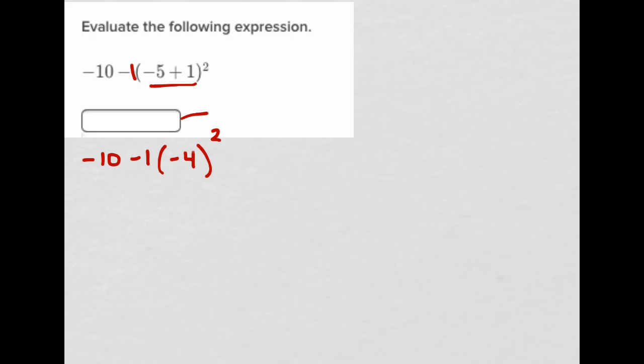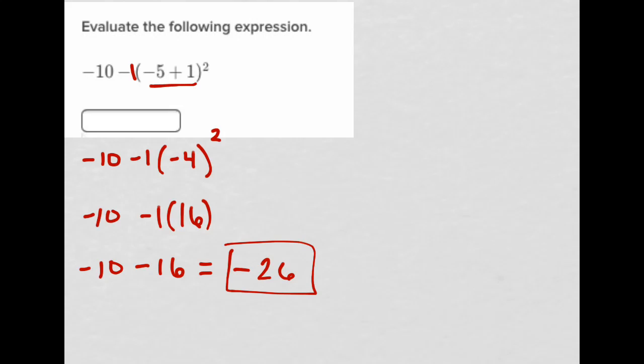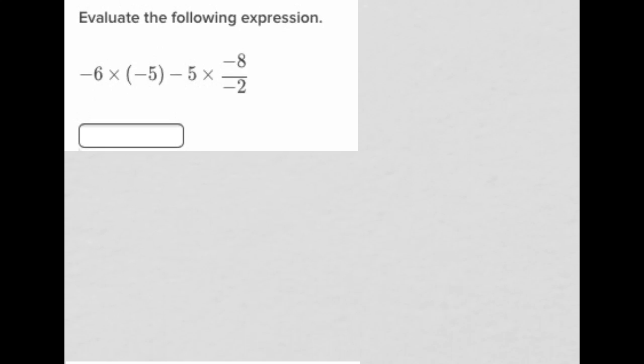And then squared, right? Parentheses, then exponents. So I got to do the exponents first. So I have negative 4 squared is positive 16, but then I still have times the 1. And then negative 10 out there. So negative 10 minus 1 times 16, or that would be negative 16. They're both the same sign, so I add and keep the sign. So that would be negative 26. Okay, easy so far.